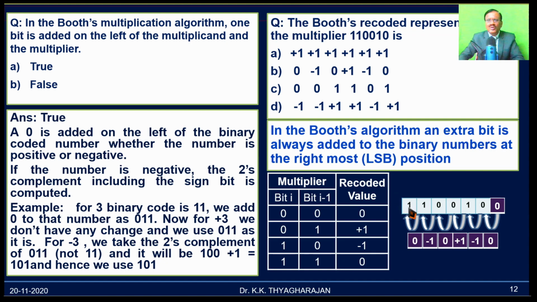Now you have recorded this 1. You need not add any 0 or 1 in the left side. That will not make any difference. So the recorded value for 1, 1, 0, 1, 0 is 0, minus 1, 0, plus 1, minus 1, 0. So the correct answer is B.